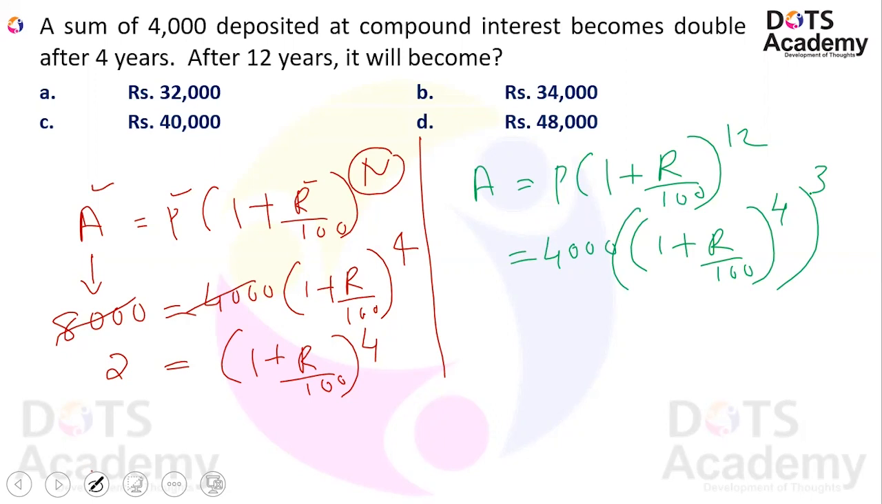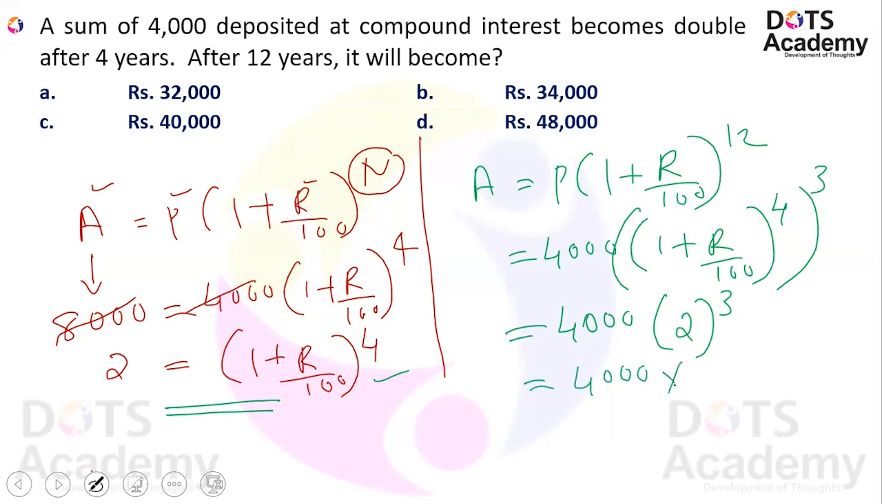But we know the value of 1 plus r by 100 the whole raised to 4 as 2. That is 4,000 into 2 cube. That is, we know the value of 1 plus r by 100 the whole raised to 4 as 2 from the above equation. From here, 4,000 into 2 cube is equal to 4,000 into 8 is equal to 32,000. So you will get the answer as 32,000 using this traditional method.